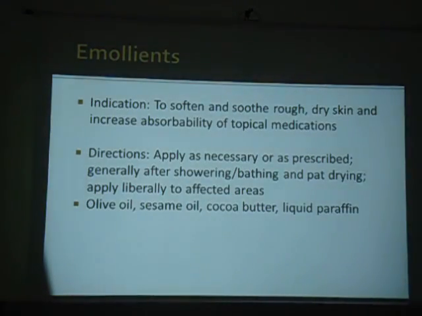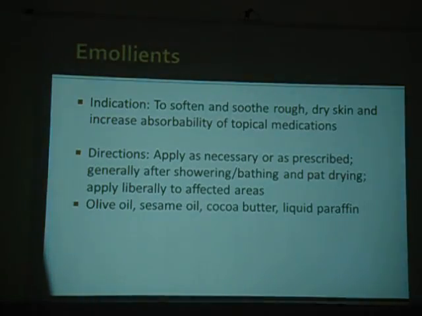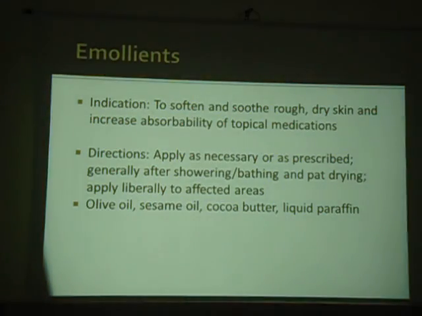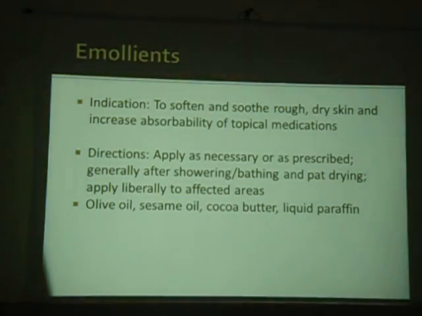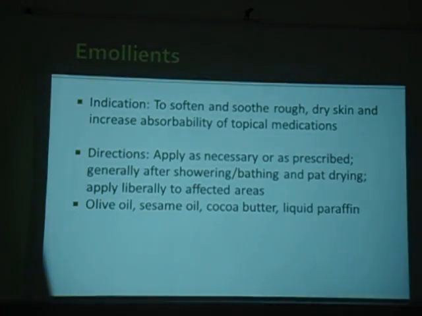Emollients are again soothing agents used to soften and soothe rough skin, dry skin, and increase the absorbability of topical medication. Cold cream preparations, which are used for rough skin, patched skin, all these we use emollients. So what are these emollients? These are olive oil, sesame oil, cocoa butter and liquid paraffin. Nowadays they combine calamine lotion plus liquid paraffin plus aloe vera for topical application. How do you apply it? Apply it as necessary, after bathing and washing the face, on the affected areas.